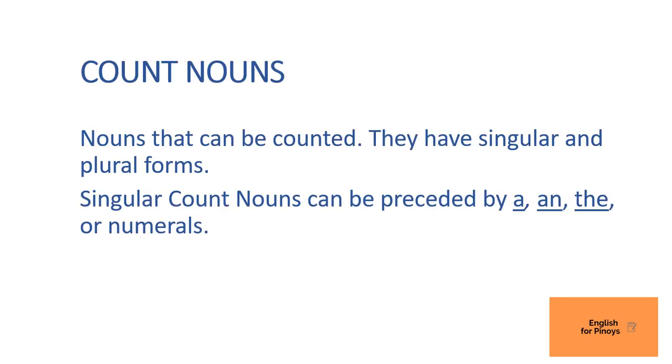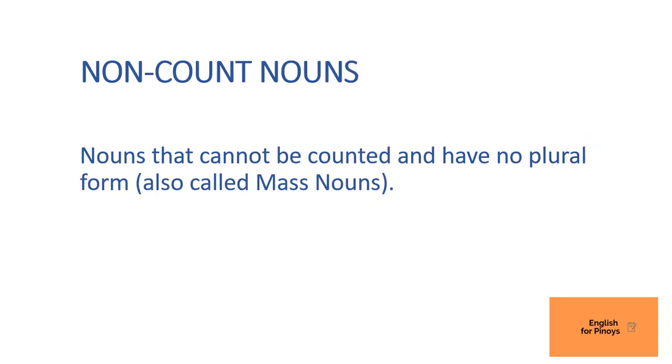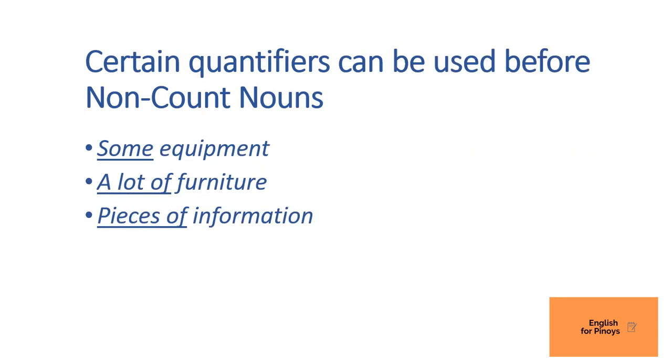Just for a quick review, again, count nouns are nouns that can be counted. They have singular and plural forms. Singular count nouns can be preceded by the articles a, an, or the, or numerals. On the other hand, non-count nouns are nouns that cannot be counted. They have no plural forms, and they are also called mass nouns. Certain quantifiers can be used before non-count nouns, like some, a lot of, and pieces of. So you can say some equipment, a lot of furniture, and pieces of information.